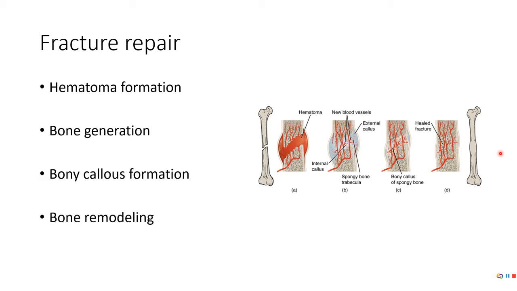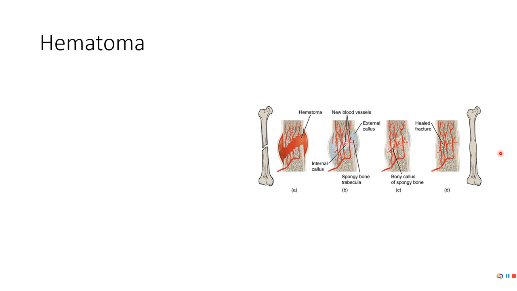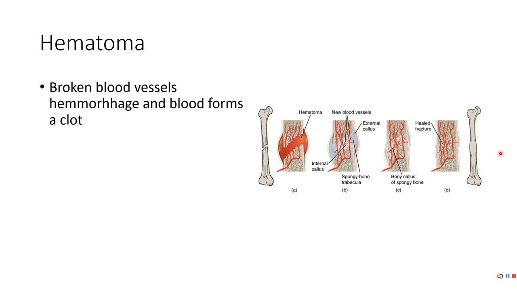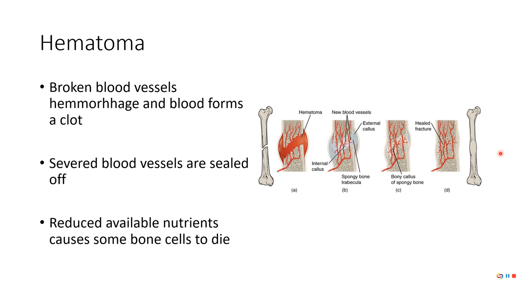Okay, so let's take each of these individually. So with the hematoma, blood vessels in the broken bone tear and hemorrhage. And so this results in the formation of a blood clot, which is also known, more correctly, as a hematoma. So the blood vessels that are severed at the broken ends of the bone are sealed off by the clotting process. So that's good because we're not losing any blood. However, this causes bone cells to not have access to nutrients, and so some of the bone cells die. So we need to fix the gap there. We need to replace these dead bone cells.